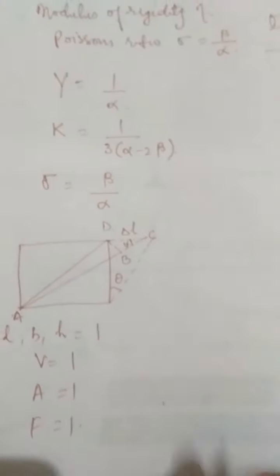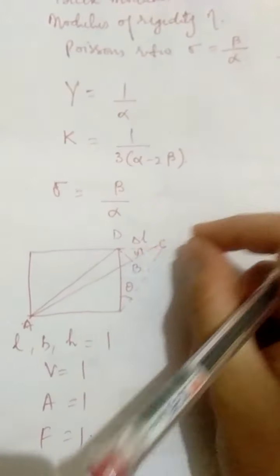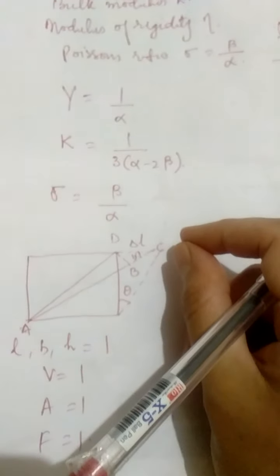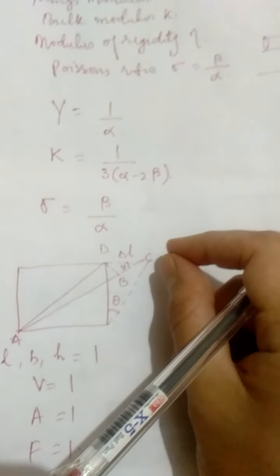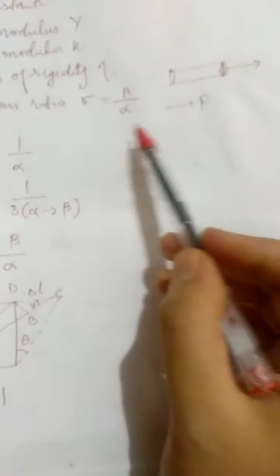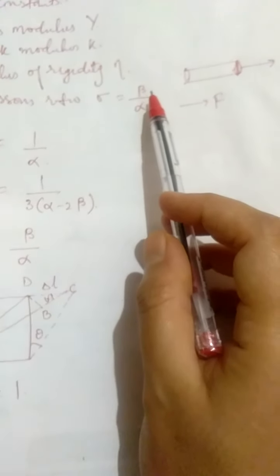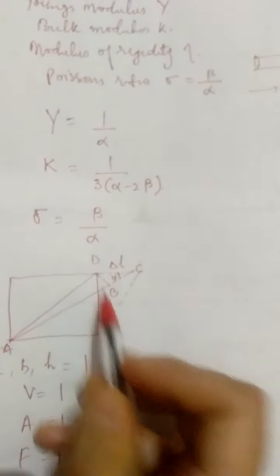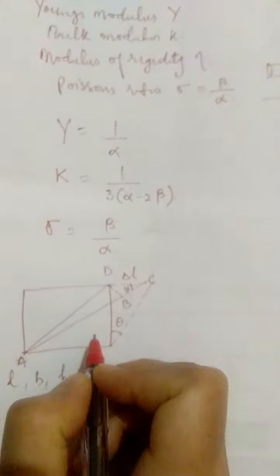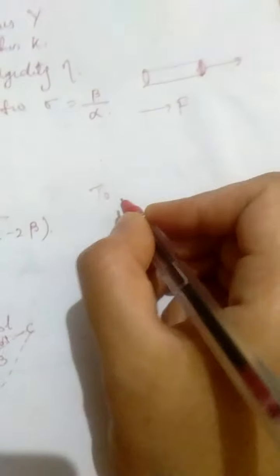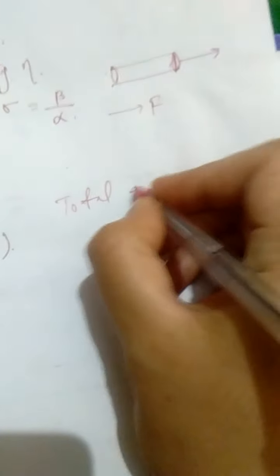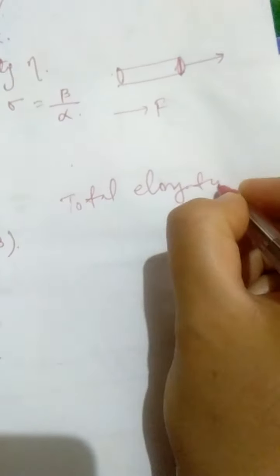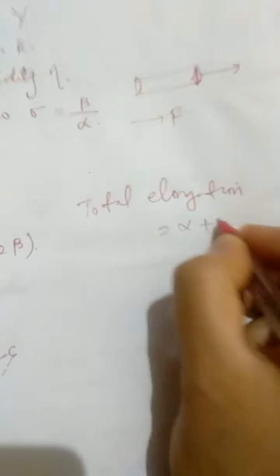Now, remember that when we are stretching this solid, there are two types of elongations, as already told. One is the longitudinal strain and another is the lateral strain. The longitudinal strain is produced along the direction of force, and the lateral strain is produced perpendicular to the direction of force. Therefore, the total elongation will be the sum of the two. So the total elongation will be alpha plus beta.